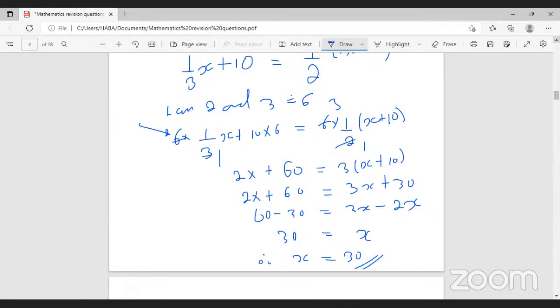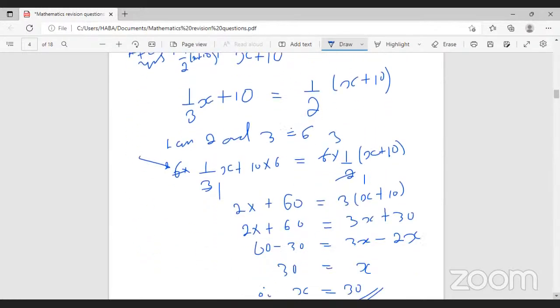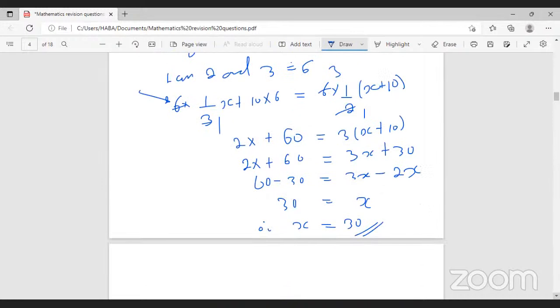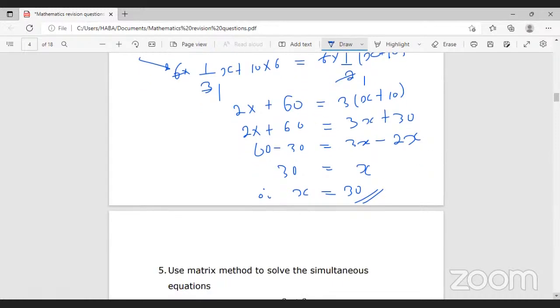So from here we can go back and see what the question required. How old is his father? So we can give a concluding statement that Peter's father is 30 years old. So that is how such kind of a question is approached.